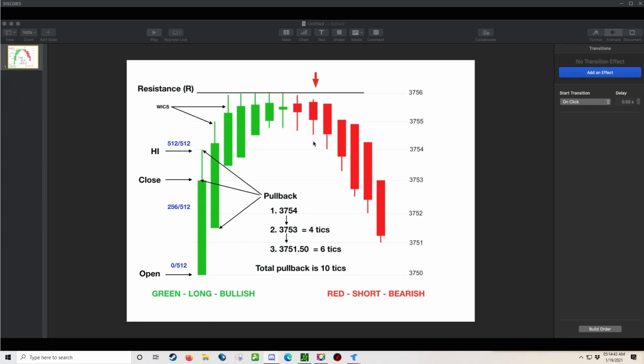Okay, so what we have here is just a basic candlestick run. If you see to the right, I put prices on there, from 37.50 up to 37.56. Okay, so obviously green is going long, going bullish.